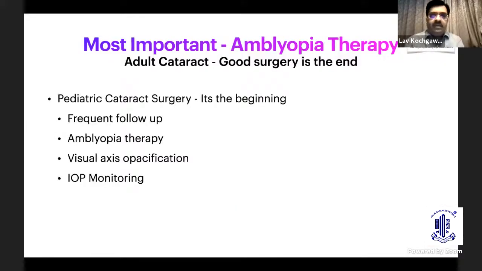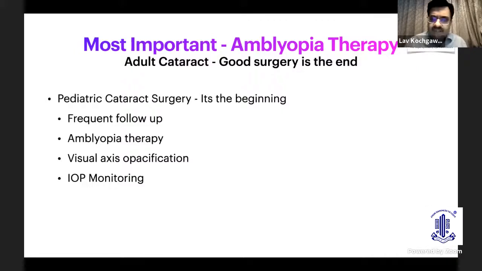And the most important difference, I would say, is that for an adult cataract surgery, a good surgery is the end of it. After a week or 10 days, we give a refraction and the patient is good, and frequent follow-up may not be that important. But for pediatric cataract surgery, it's the beginning. 5% of the job is a good surgery, and the 95% starts after that, in which we have to follow the child very frequently.